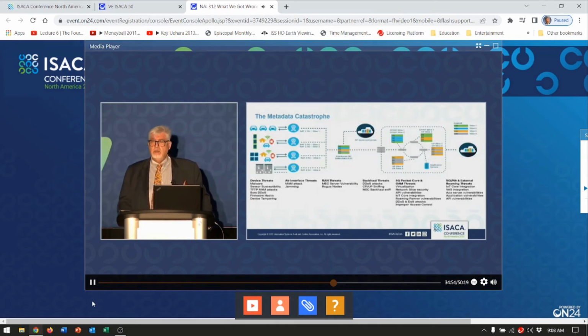This is the most interesting one. Metadata catastrophe. And this is a terrible name. It just means there are limits to systems. They are all finite, and the limits can be exceeded. A couple of examples.